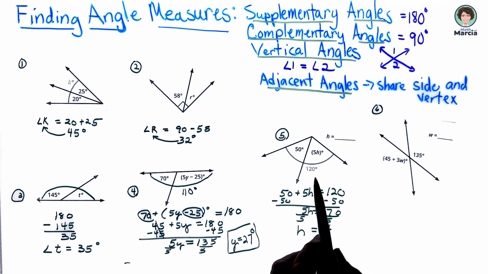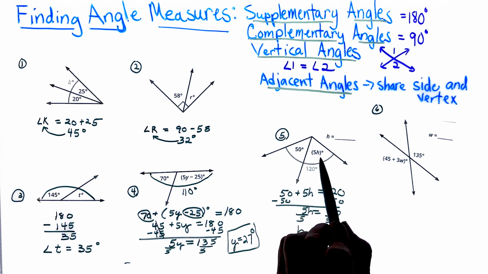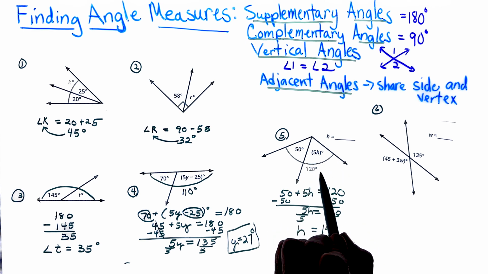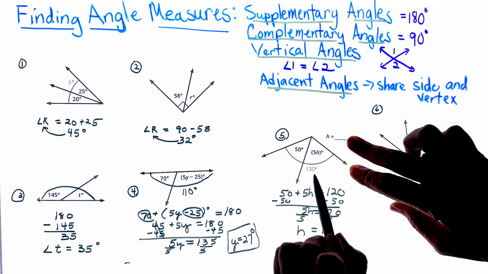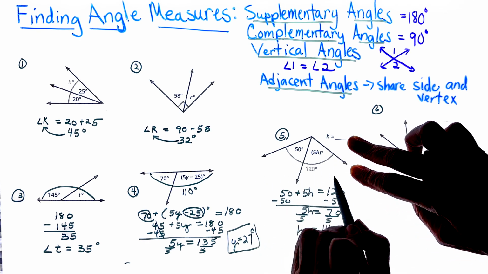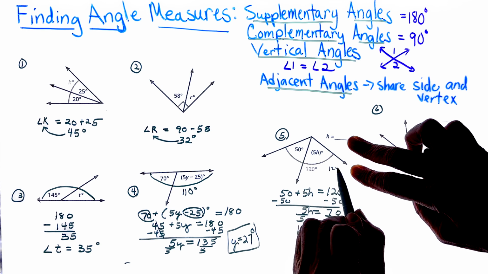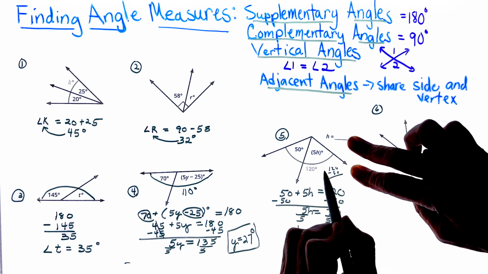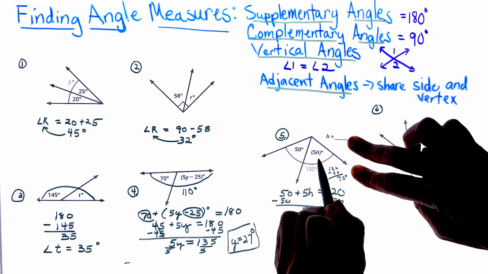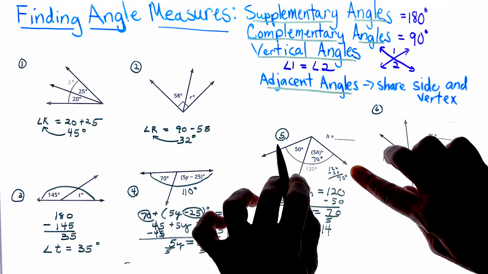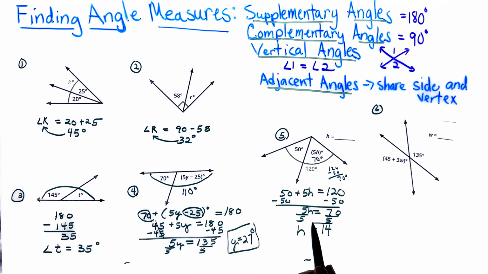Well, when I substitute the value into this, if this is 50, then I know that this part of this 120 degrees would be 120 minus the 50. And so this angle measurement here is our 70 degrees. We know that that's 70 when we found that h was 14.